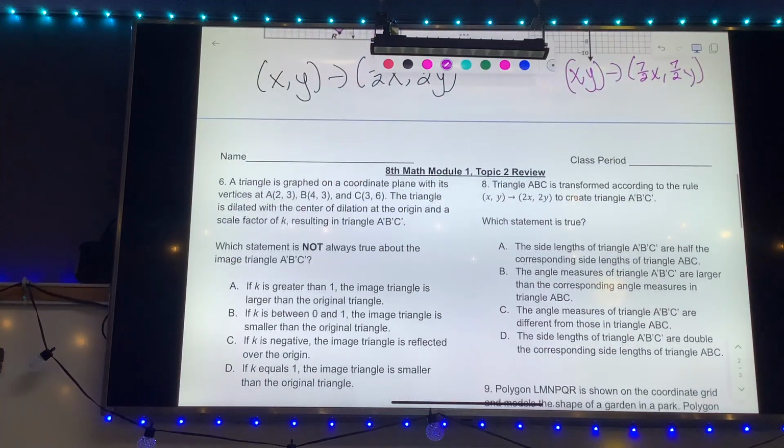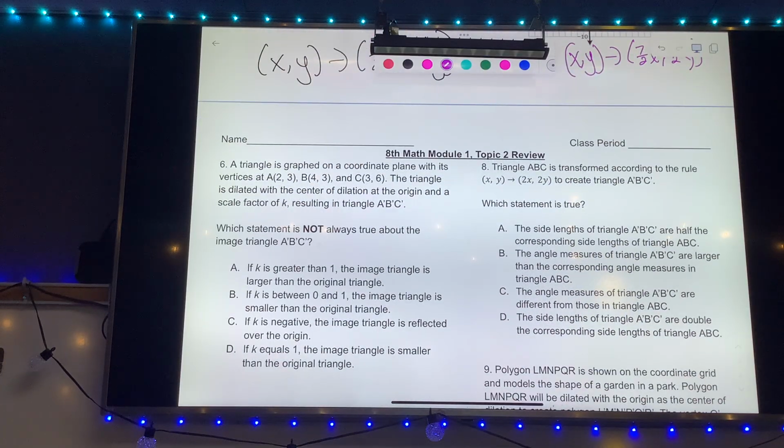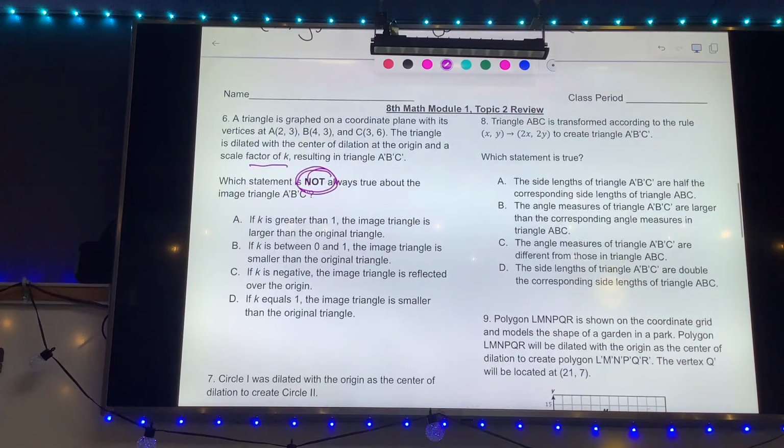Number 6. A triangle is graphed on the coordinate plane with its vertices A(2,3), B(4,3), and C(3,6). The triangle is dilated with center of dilation at the origin. It's always going to say that because you always dilate over (0,0). To make a scale factor of k resulting in A prime, B prime, C prime. Which statement is not always true about the image of A prime, B prime, C prime?